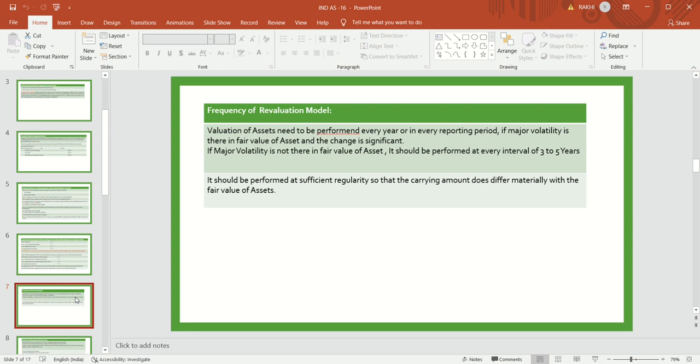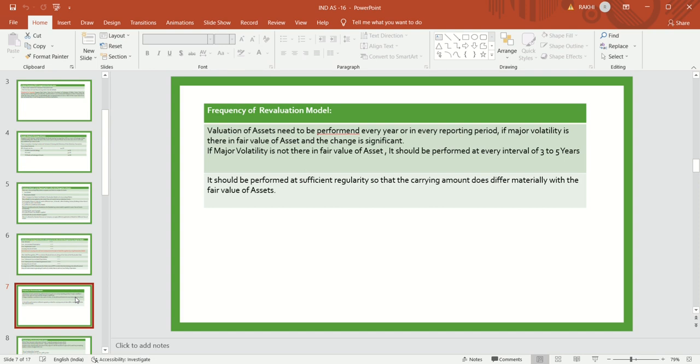Frequency of the revaluation model: how frequent will it be? Valuation of the asset needs to be performed every year or in every reporting period if the volatility in the fair value is higher. And if the volatility is low in the fair value of the asset, then revaluation is to be done at intervals of 3 to 5 years.